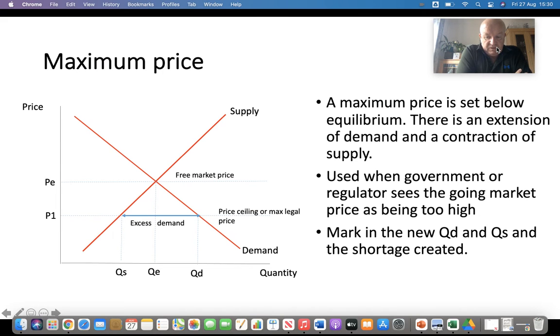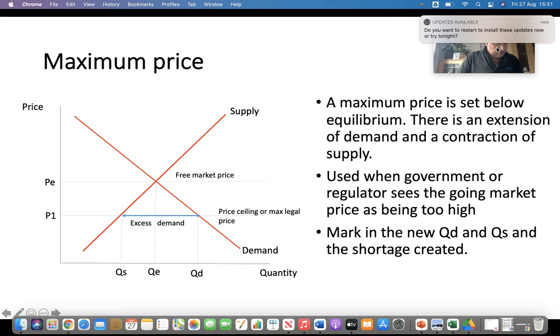In some cases, and the housing market is a classic example here, it tends to be used when the government or a regulator sees the going market price as being too high. Essentially, we're saying that in this scenario, we're going to try to address the issue around the quantity demanded and the quantity supplied in order to reduce, in some cases, the overall price of a good or service.